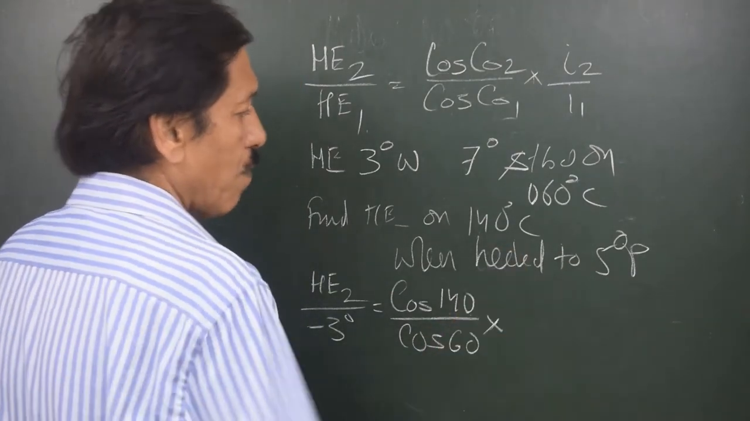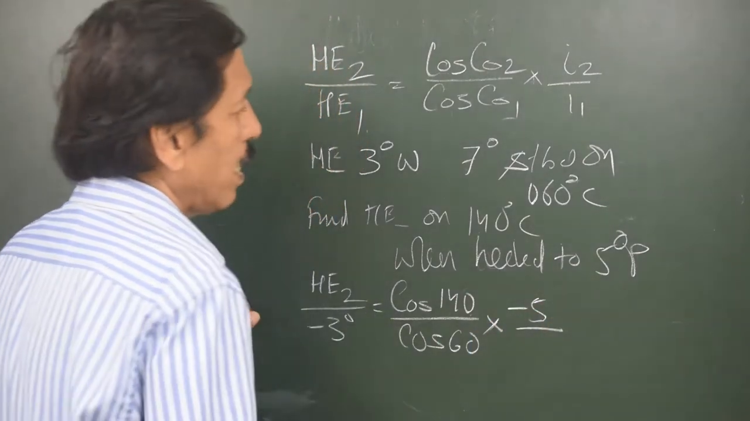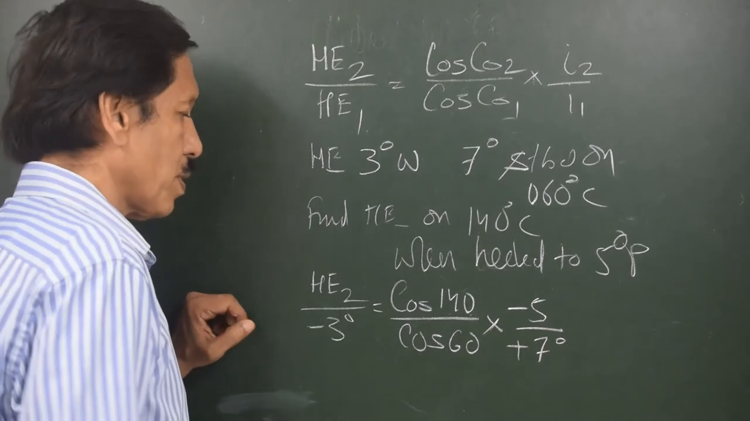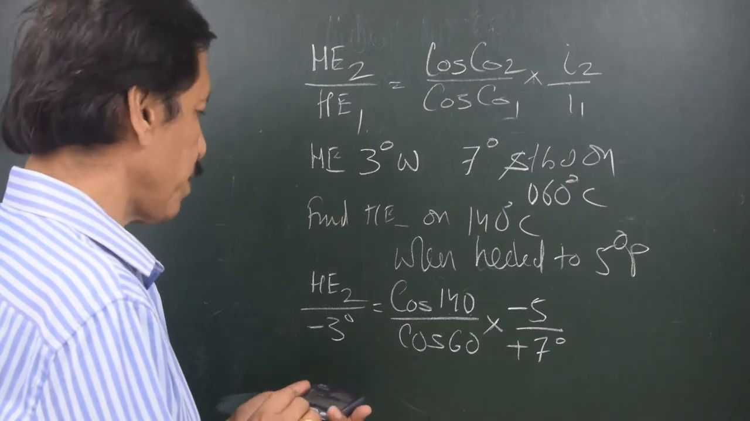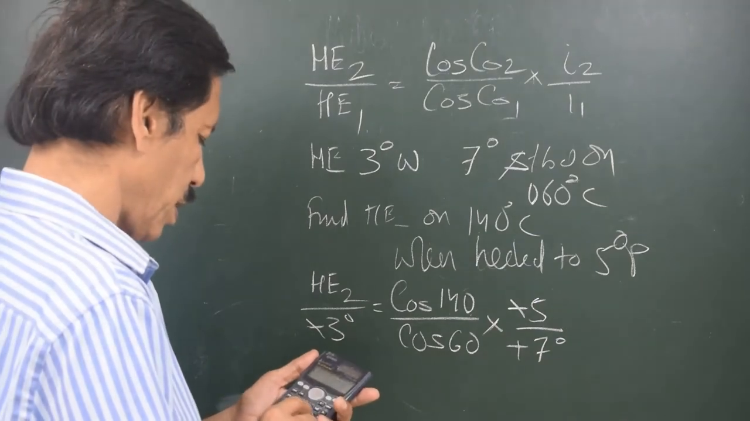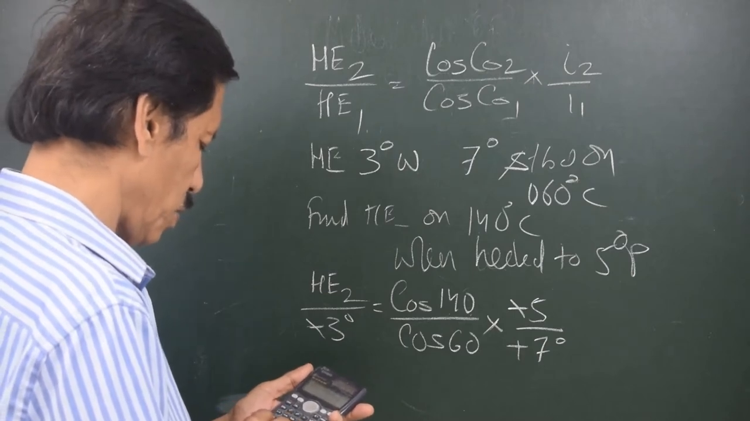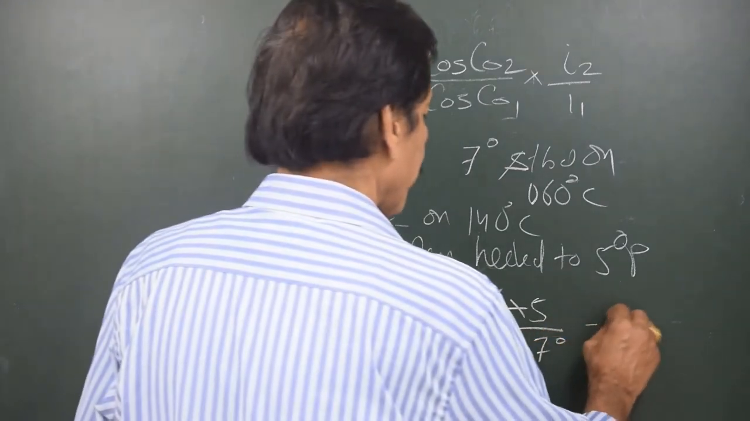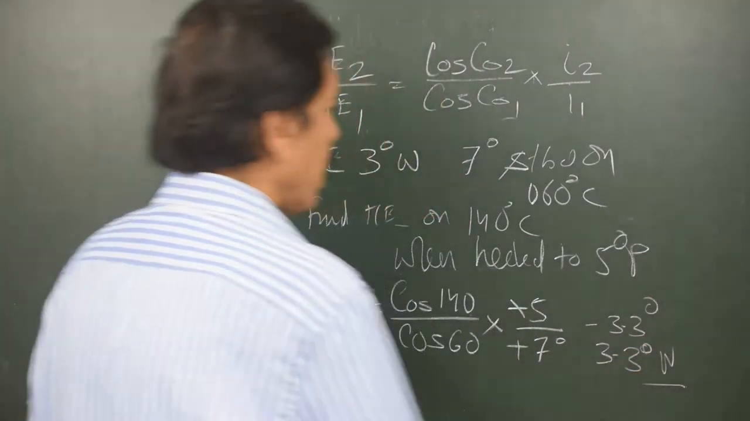Inclination 2, when heeled 5 degrees port, so port side is minus, so minus 5, and inclination 1 is 7 degrees starboard, so plus 7. So this is how we can find out heeling error 2: cos of 140 degrees into this, minus and minus get cancelled, so it is cos 140 degrees into 5 minus 3.3 degrees, or 3.3 degrees west. That is a heeling error.